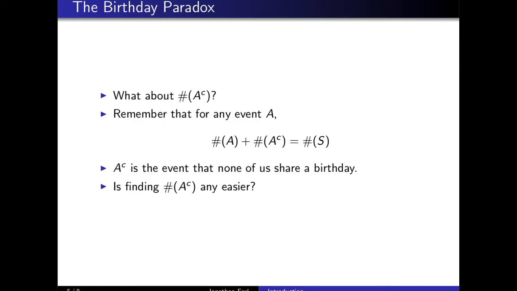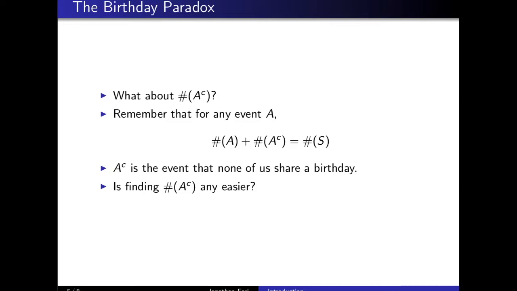Well, instead of looking at the number of ways in which A could occur, we'll look at the number of ways in which A complement could occur. So remember that we had said that the probability of A plus the probability of A complement is 1. Another way of saying that is that the number of ways in which A could occur plus the number of ways in which A complement could occur is the total number of possible outcomes that you could have.